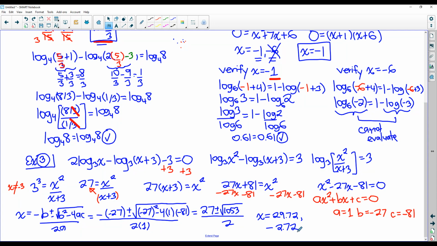And then you would need to verify. I'm not going to show the work for verification here, but if you plug x equals 29.72 into the original equation, you can immediately see that the negative 2.72 solution doesn't verify because it would be a log with a negative argument. So that one doesn't work. Otherwise, the 29.72 solution does work. So this one is extraneous, and this one is the correct solution.